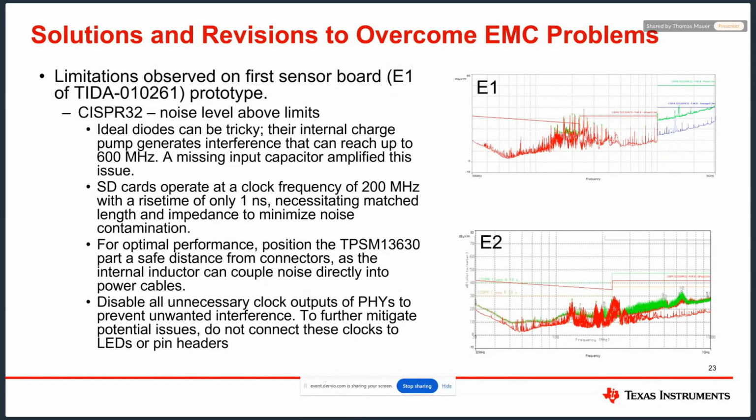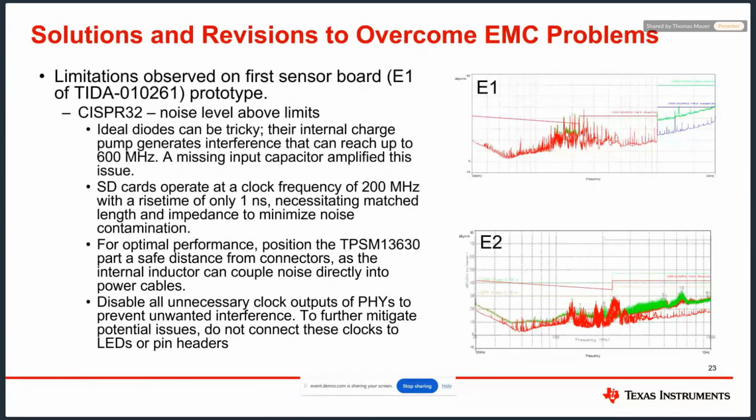So the limitation that we observed on the first sensor board, just to summarize, is that we failed CISPR 32, where the noise levels were way above the limits. And there are 4 items that we identified. One of them was the ideal diodes. They can be a bit tricky because they have an internal charge pump, which can generate interference. And there was also a missing input capacitor, which amplified the issue. So this was addressed in the E2 version.